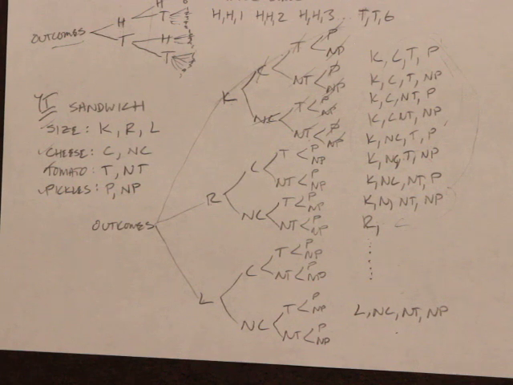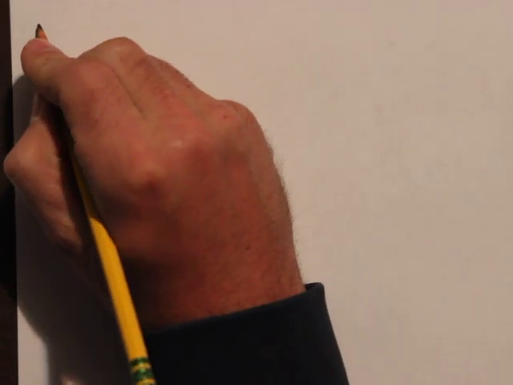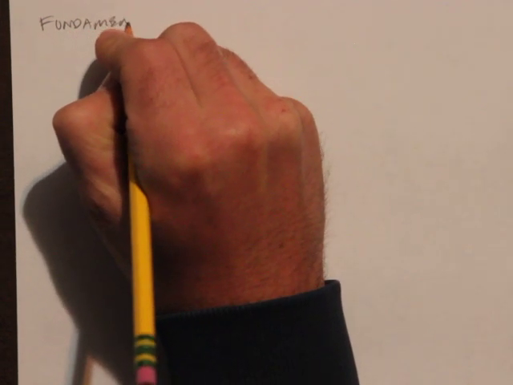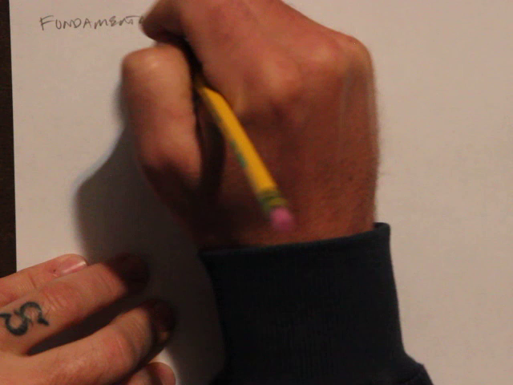Okay, now let's do one more part of this lesson and we'll be done with 13-1. And that is, if you're trying to find the total number of possible options in a sample space, this is called the fundamental counting principle.